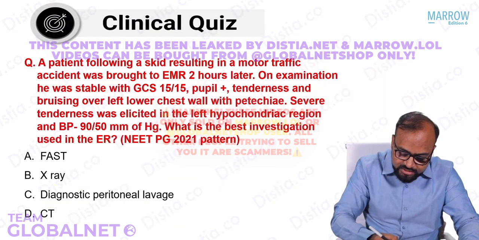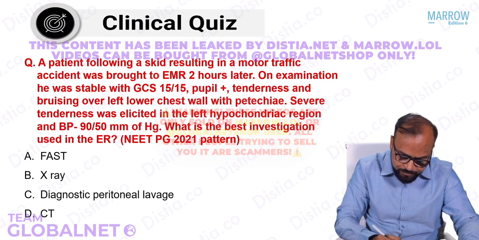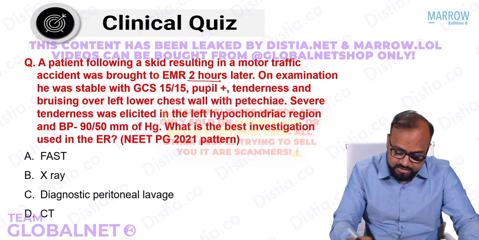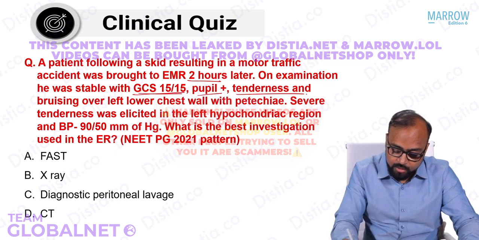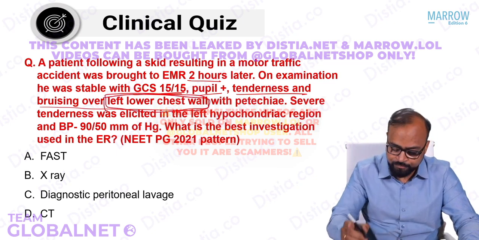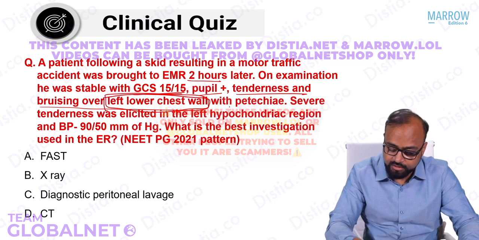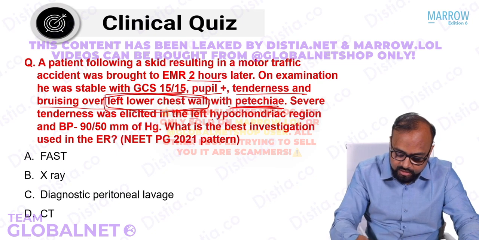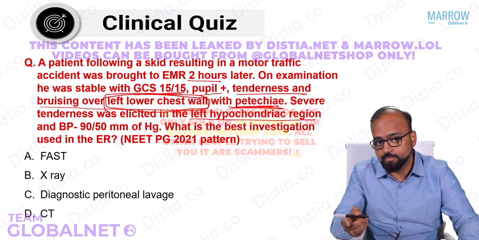Patient following a skid resulting in a motor traffic accident was brought to the emergency medical room 2 hours later. On examination, he was stable, conscious, pupillary response was there, but there was tenderness and bruising over the left lower chest wall, a very dangerous place to have injury. Why? Because the spleen is here. He had petechiae as well. Severe tenderness was elicited in the left hypochondriac region, probably some rib fractures.